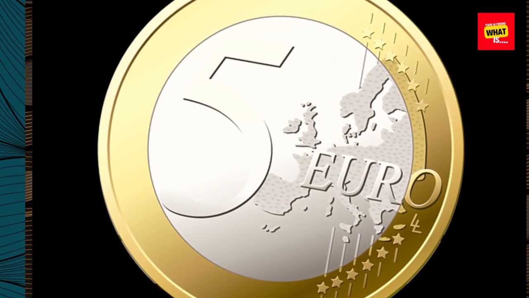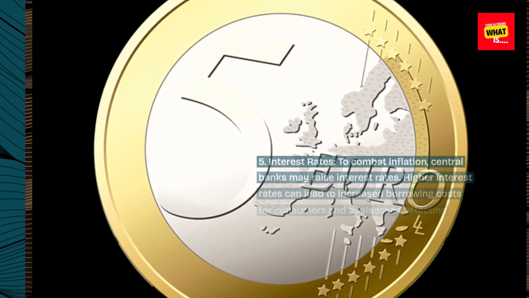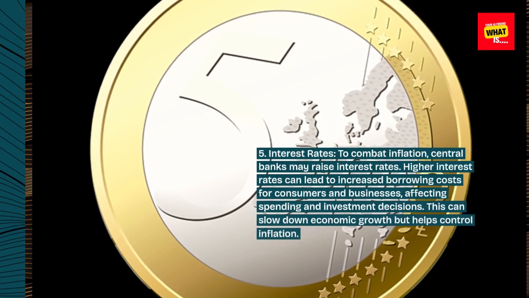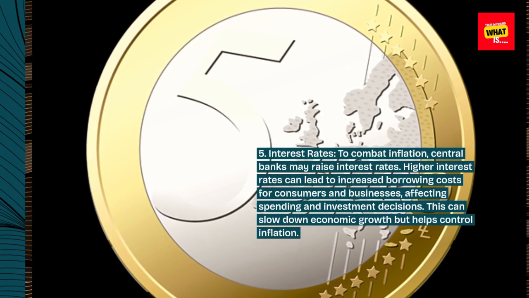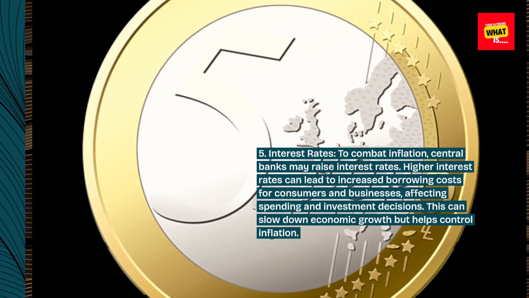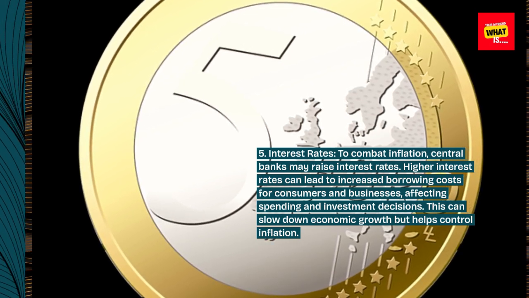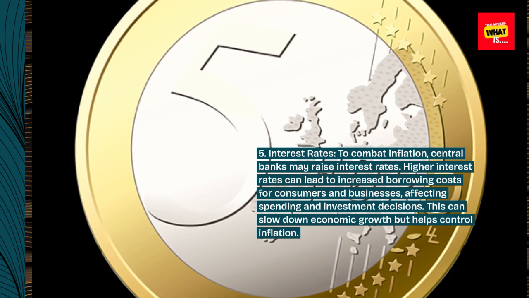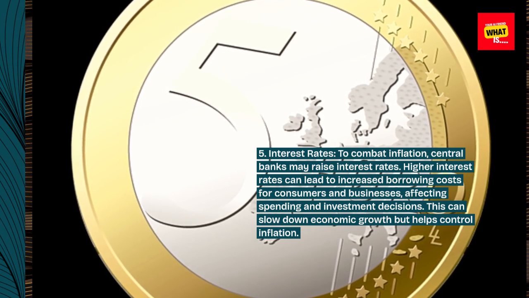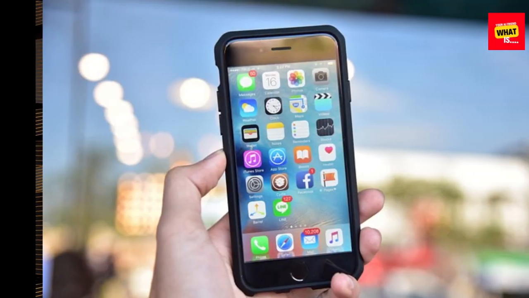5. Interest rates. To combat inflation, central banks may raise interest rates. Higher interest rates can lead to increased borrowing costs for consumers and businesses, affecting spending and investment decisions. This can slow down economic growth but helps control inflation.